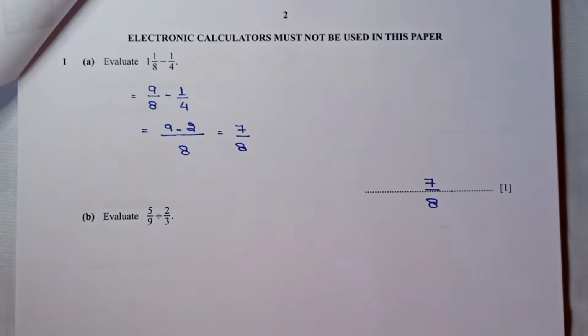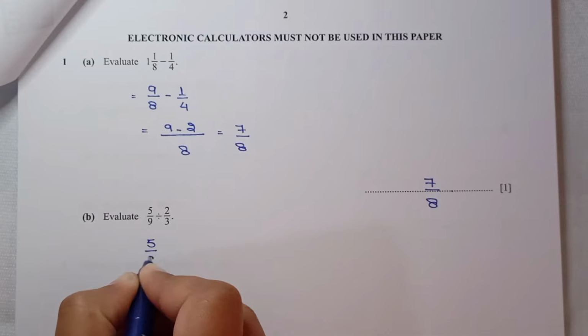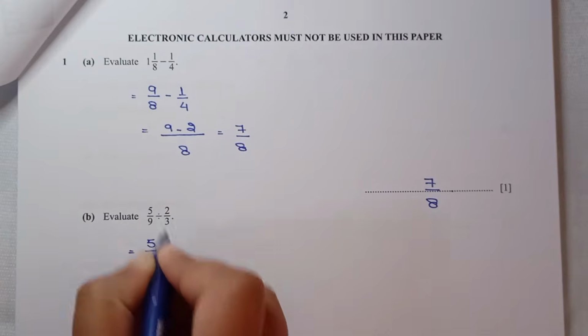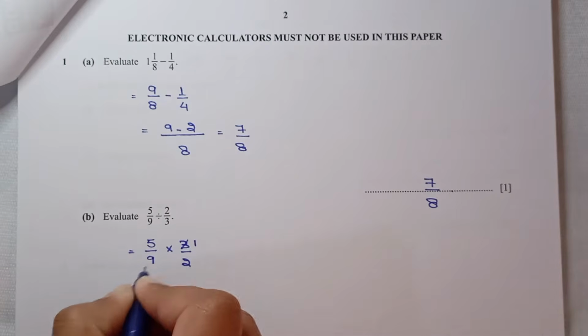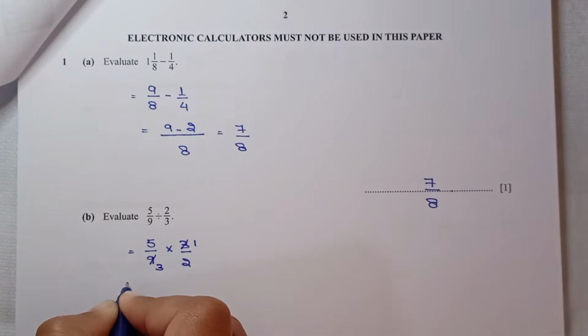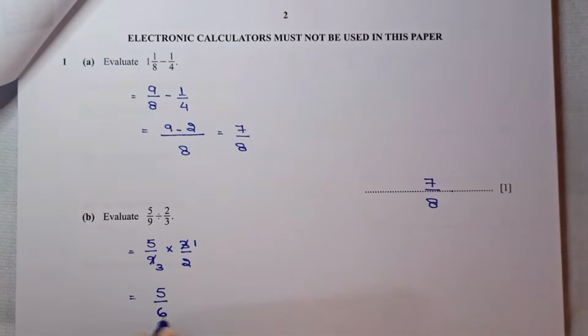Okay, now for the B part, we have a division. We need to convert it into multiplication by switching the second fraction. This would be 5 out of 9 times 2 by 3 changes to 3 by 2. 3 times 1 is 3, 3 times 3 is 9. So 5 times 1 is 5 and 3 times 2 would be 6. So the answer is 5 out of 6.